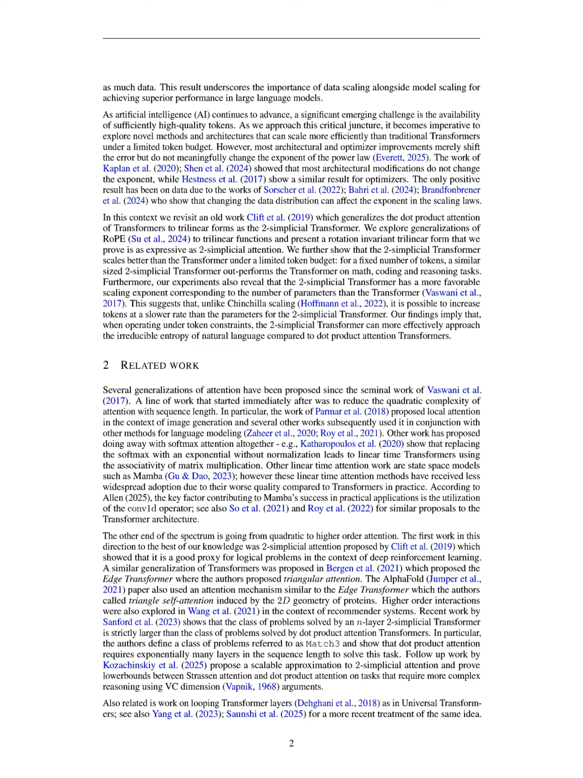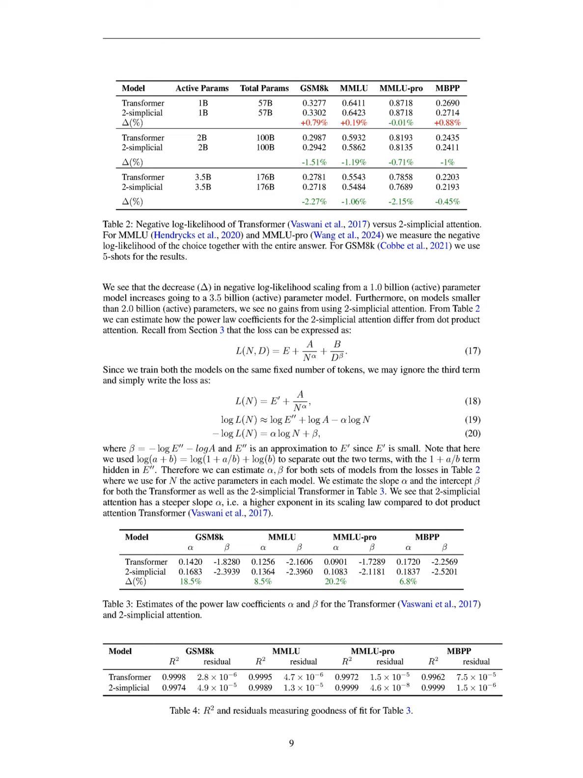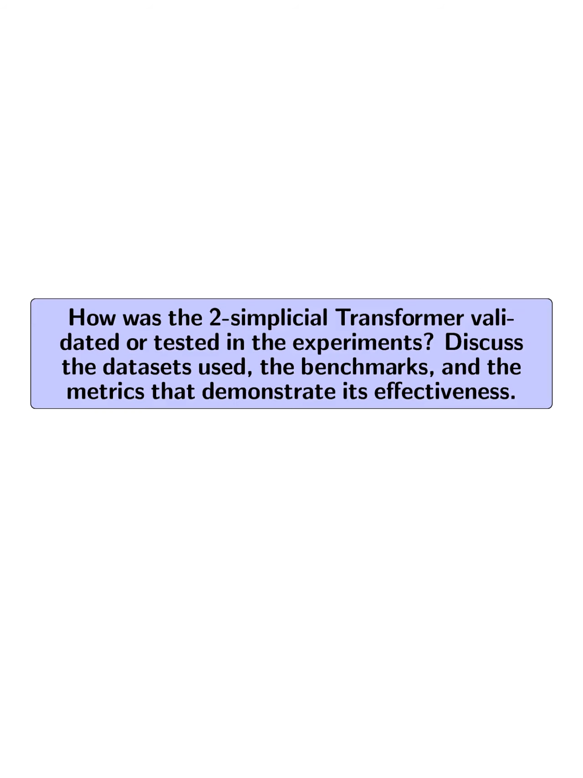Empirical results indicate that the two-simplicial transformer outperforms traditional transformers on math, coding, and reasoning tasks, suggesting enhanced expressiveness and efficiency. Additionally, the architecture's ability to generalize the attention mechanism to trilinear forms enables it to approach the irreducible entropy of natural language more effectively than dot product attention transformers. Overall, these advantages position the two-simplicial transformer as a more efficient model for leveraging limited high-quality tokens while maintaining superior performance.